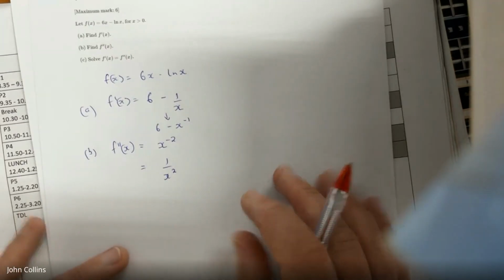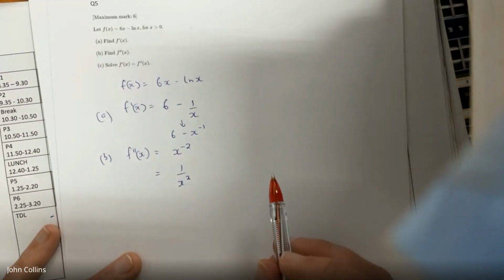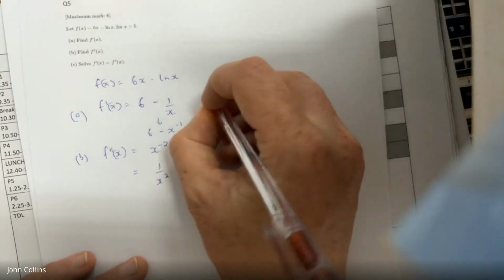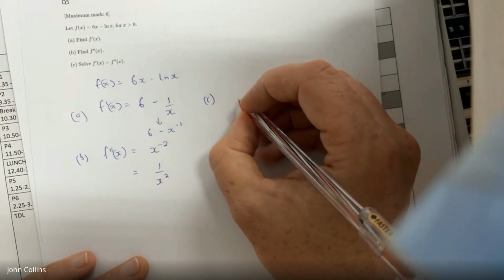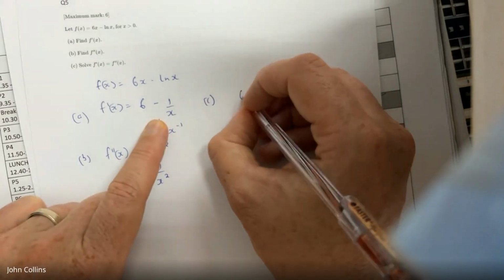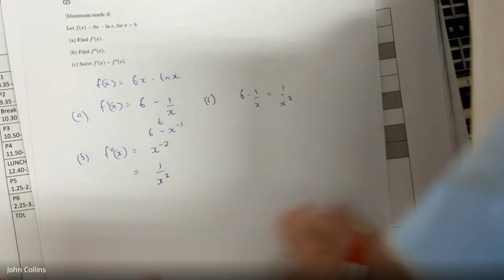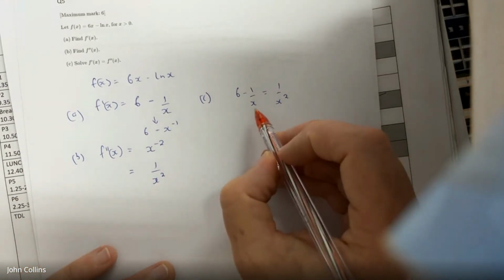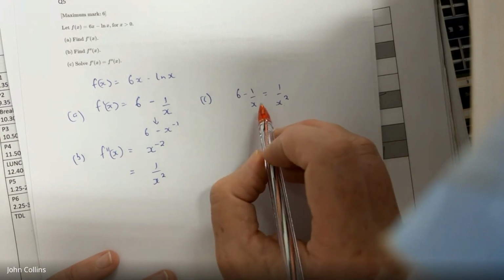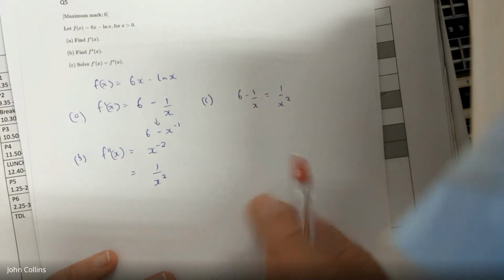Part C then, it says, solve them equal to each other. Where are the derivatives equal to each other? So I let them equal to each other. This was the first derivative, 6 minus 1 over x. This is the second derivative, 1 over x squared. How do I solve something like this? Well, I see a quadratic in my future because I've got x squareds, x, and a constant, but it's normally not written like this.